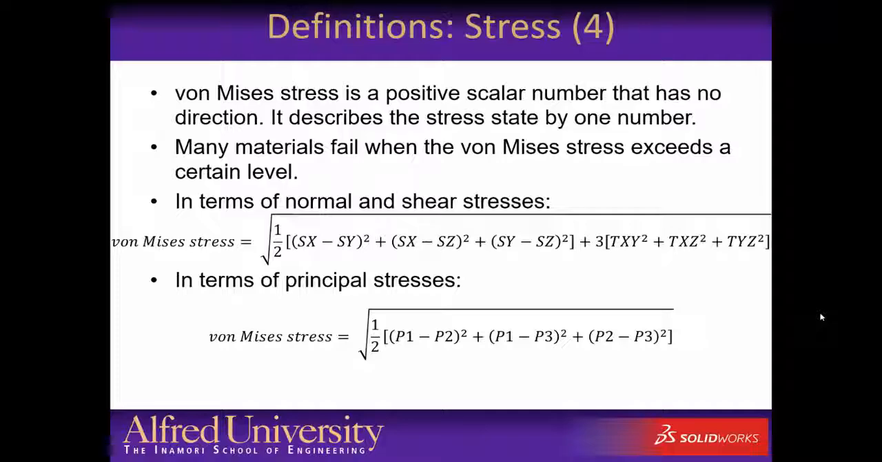For now, the following 2 expressions can be utilized to derive the von Mises stress from the stress components. In an arbitrary coordinate system, you can write the von Mises stress in terms of normal and shear stress components, or in the principal coordinate system, you can write the von Mises stress equivalently in terms of the principal stresses.